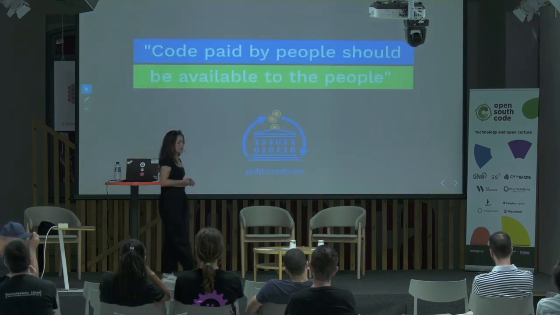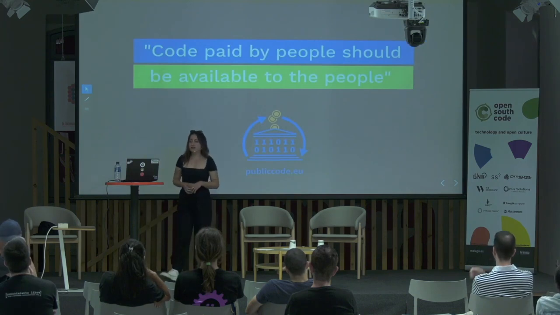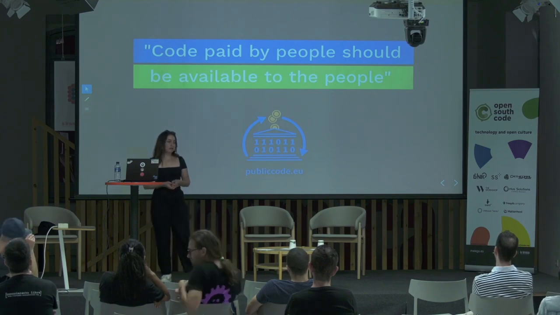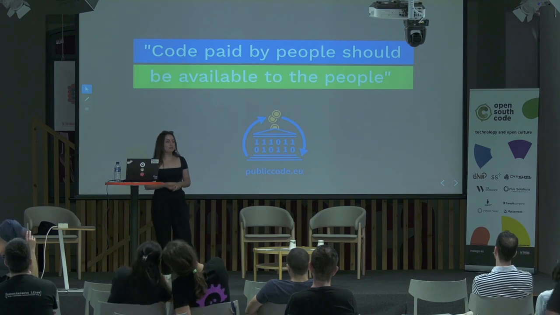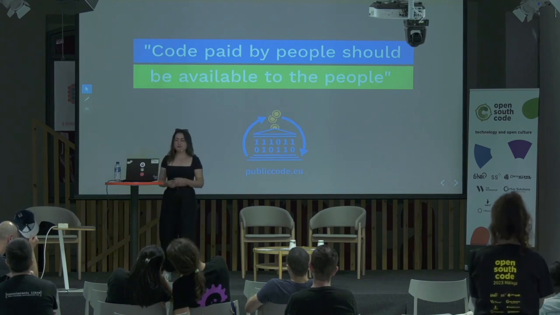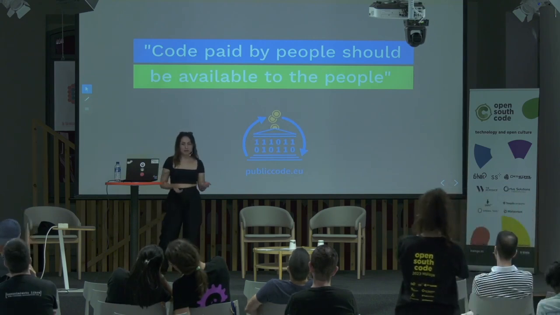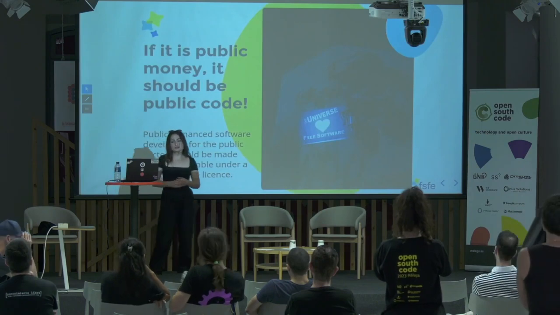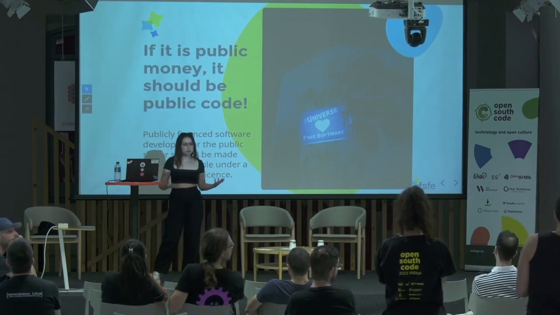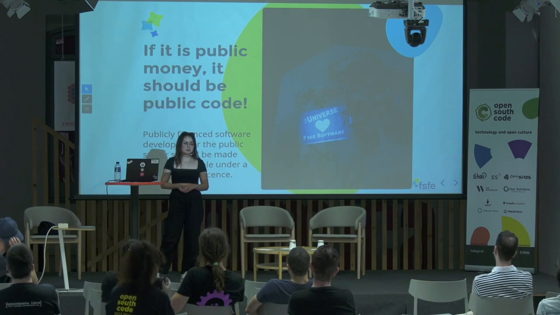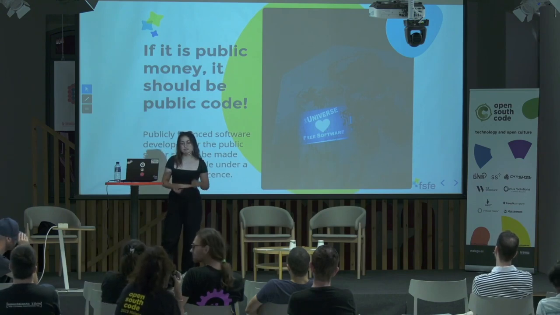To get a little bit into the topic of our policy activities, we have a very nice campaign or initiative called Public Money, Public Code. With this campaign, we are demanding that all the software developed for the public sector should be available to the public, and this means being under a free software license. Because if it's code paid for by the public, it should also be available to the public. We also use it as a framework. Whenever we're addressing decision makers, we always bring the arguments behind this initiative because they're really precise and very clear.